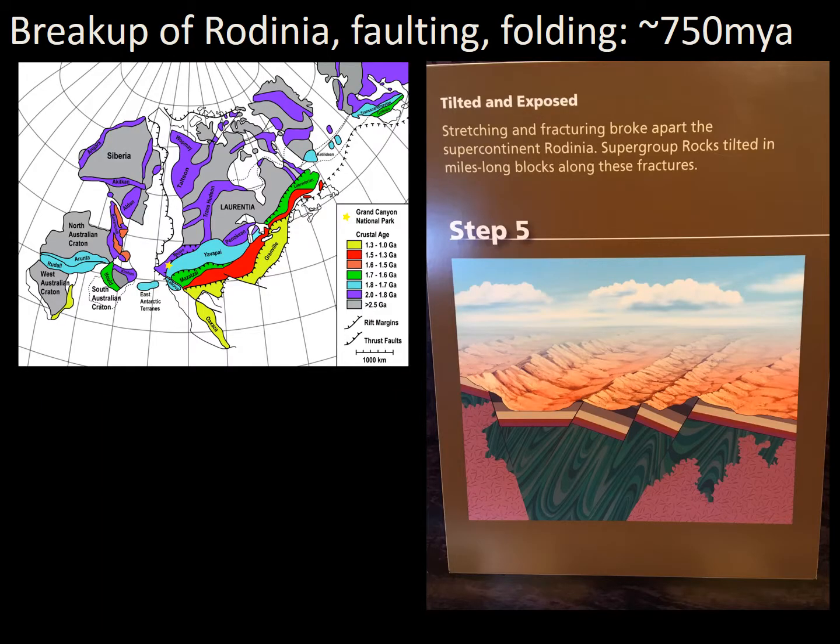Following the formation of Rodinia and deposition of the supergroup rocks, the supercontinent of Rodinia began to break apart around 750 million years ago, where the continents on the western margin of Rodinia, that is, those that will eventually become Siberia, Australia, and Antarctica, began to move away from Laurentia to the west, which placed this western part of Laurentia, where Grand Canyon will eventually form, under extension.